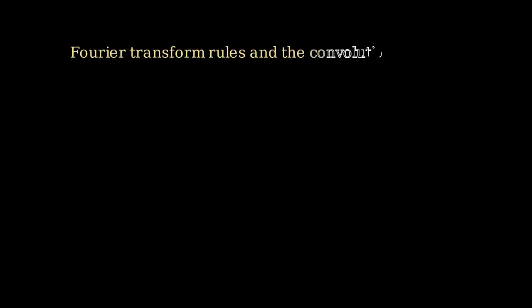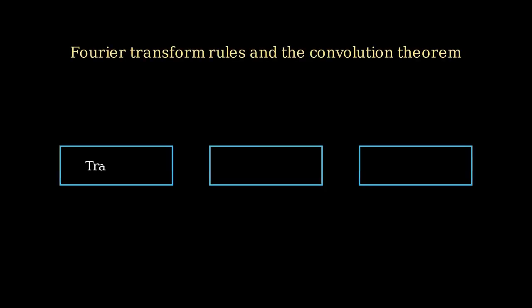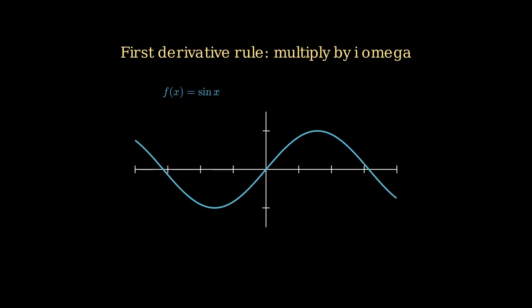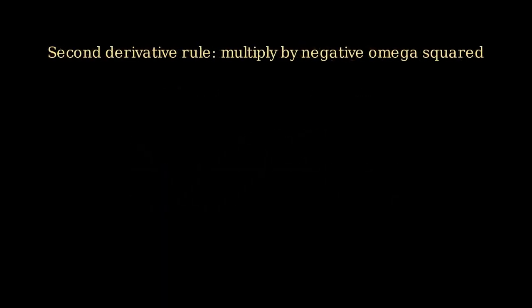Today we are looking at the rules for the Fourier transform and at the convolution theorem, which together let us solve partial differential equations. First, the rule for a first derivative. The Fourier transform of the first derivative of a function equals I times omega times the Fourier transform of the original function. In other words, taking one derivative in the ordinary domain corresponds to multiplying the transform by I omega in the frequency domain.